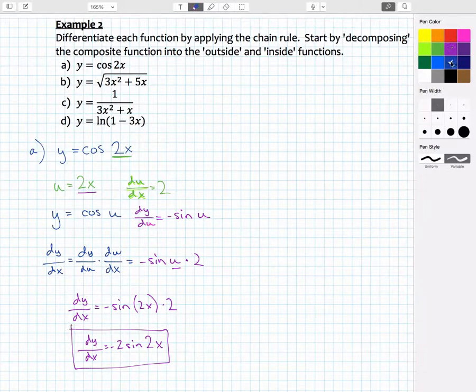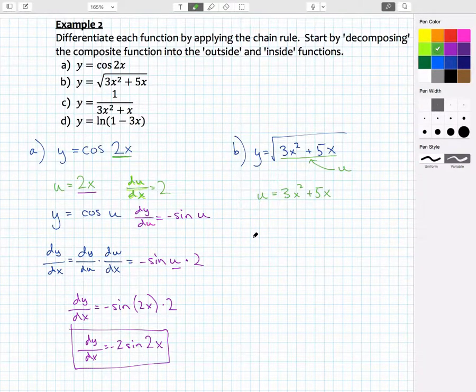Let's look at b, the second equation, which they tell us is y equals the square root of 3x squared plus 5x. And again here, it's fairly obvious that what we're going to choose to be u is probably going to be this polynomial inside the radical. So we're going to call that our u. So u is going to be now 3x squared plus 5x.